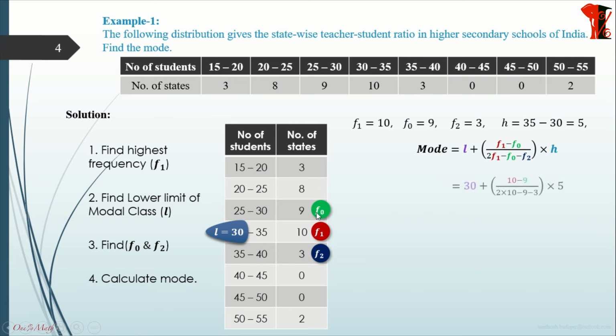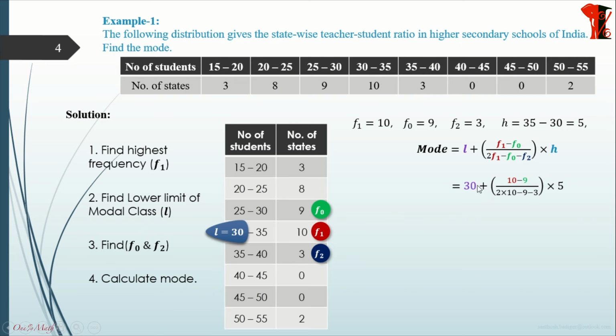Now substitute the values carefully. L is 30. Then F1 is 10, F0 is 9. And 2 into F1, that means 2 into 10, then minus F0, F0 is 9, and F2 is 3, multiplied by H. H is 5. This is the first step of substitution, and do not forget this plus sign.